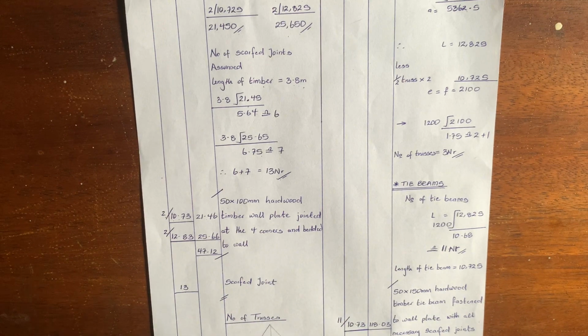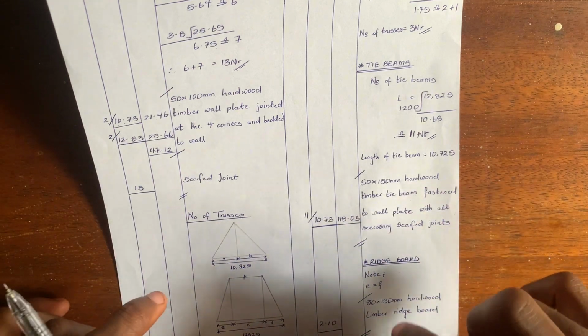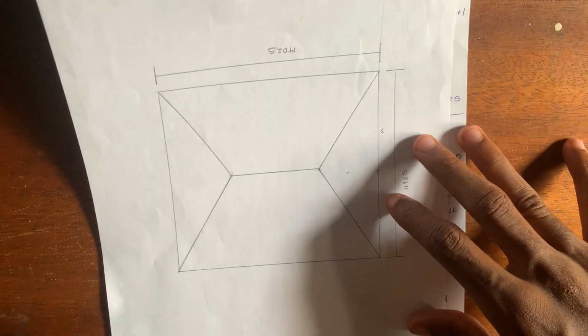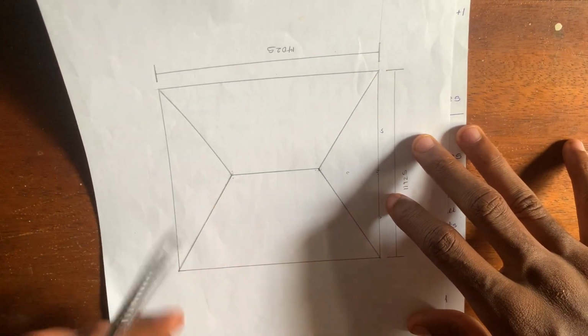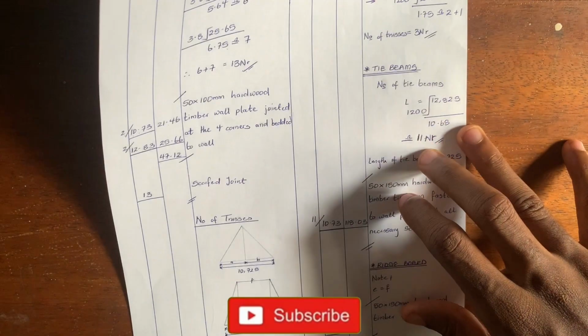And I told you, like in the introduction, that the trusses are located along the ridge board of the roof. Now, in order to find the number of trusses that will be used to construct this roof, you need to first determine the length of your ridge board. Now, this part of the roof from here to here is your ridge board, and the truss is going to span along that ridge board.